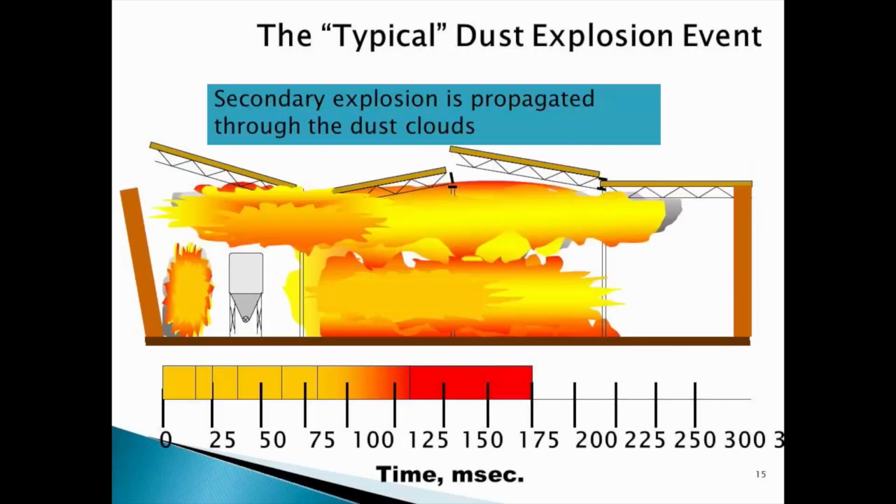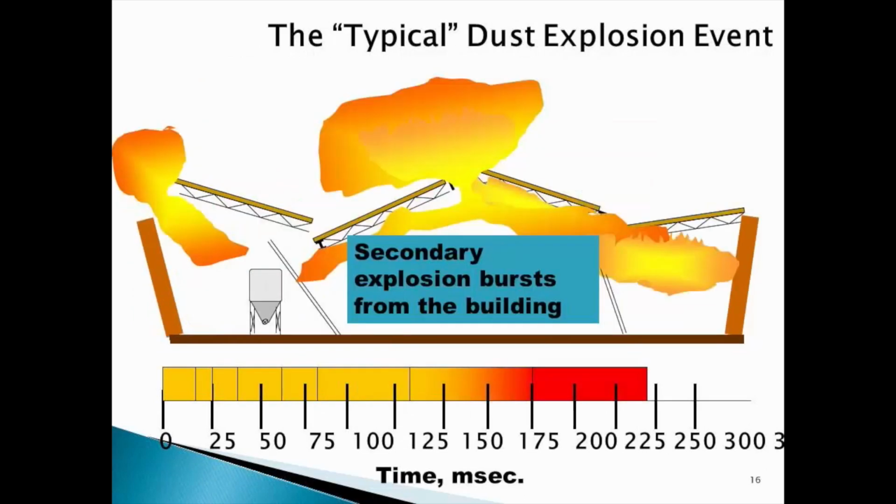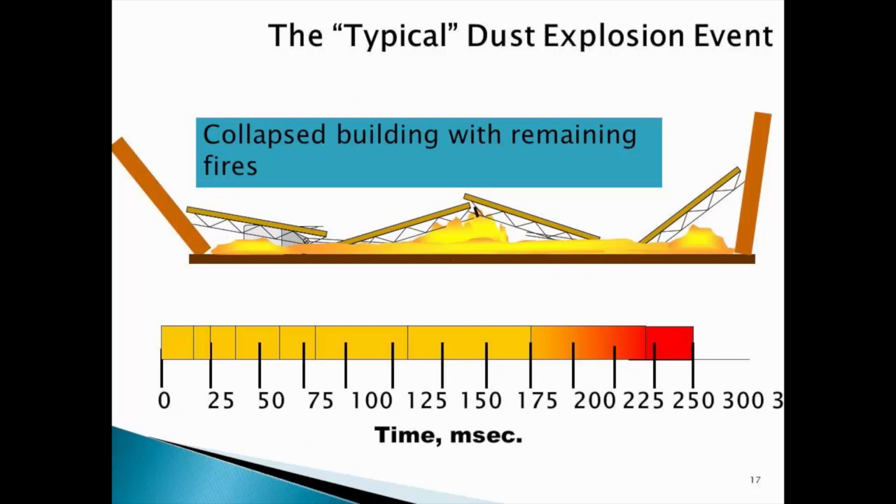The secondary explosion is propagated through the dust clouds. The secondary explosion bursts from the building. Secondary dust explosion: collapsed building with remaining fires. The secondary explosion can cause severe damage to the surrounding plant buildings, and could be worse than the first explosion.